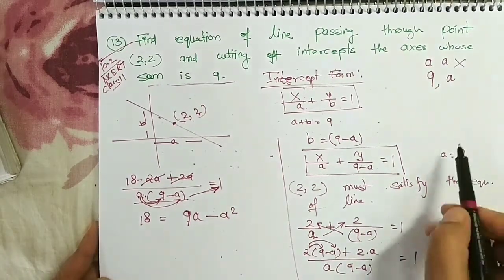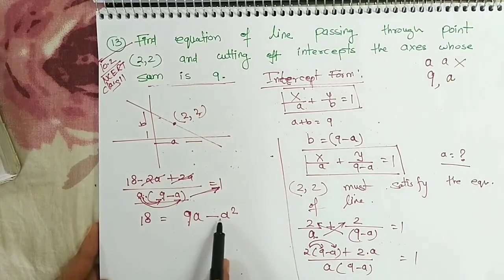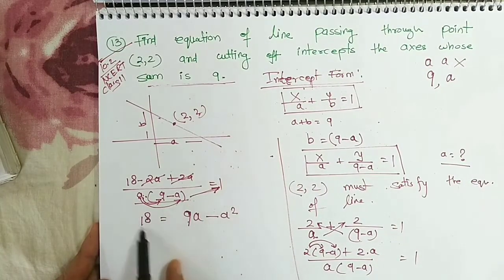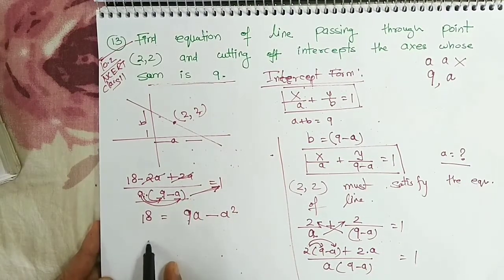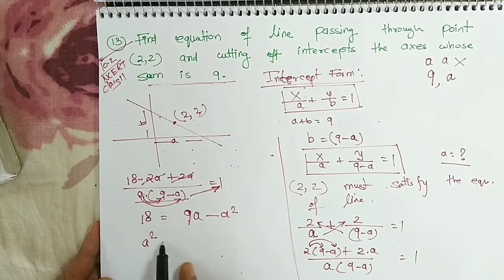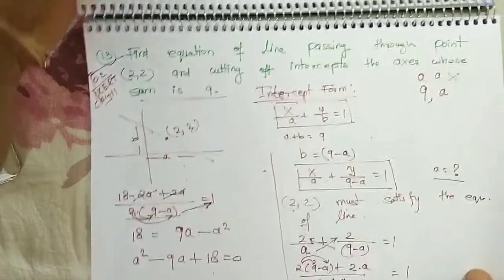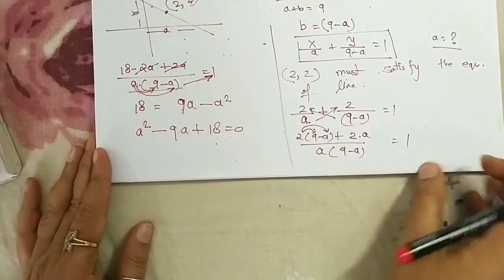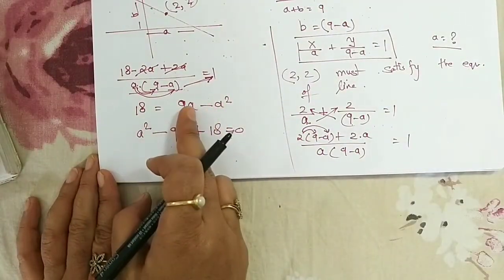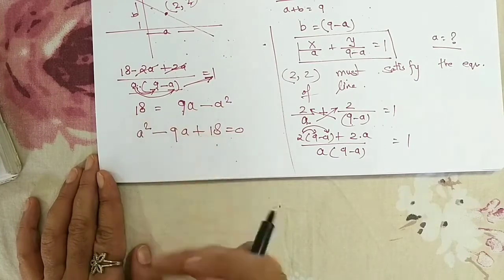Okay, but my aim is to get a. So what should I do? This looks like a quadratic equation. So let me make it a proper quadratic equation. a square minus 9a plus 18 is 0. Understood? So what I got is a square here and 9a here, so it became minus 9a plus 18.